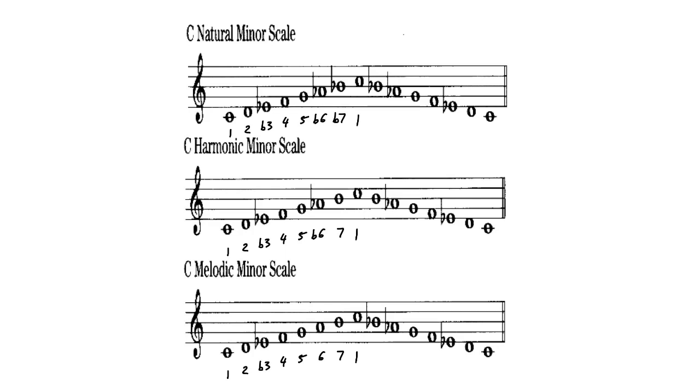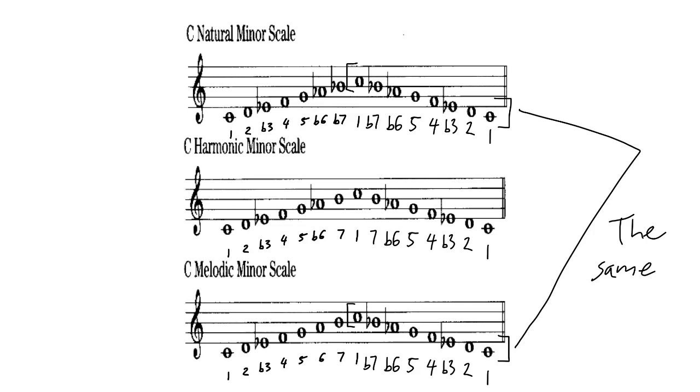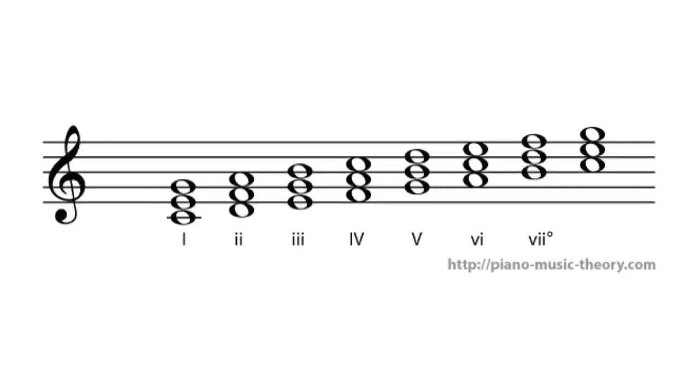degree. Note that since the 7th scale degree doesn't lead to the 1 on the way down, there's no need to raise these notes on the way down. Therefore, the descending melodic minor scale sounds the same as the descending natural minor scale. You can build chords from the notes of these scales.